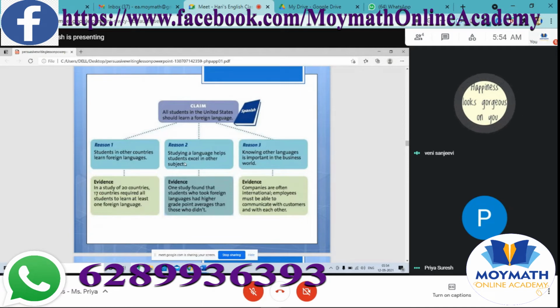Learning another language can be useful. And the evidence is: one study found... So you can write that also. One study, in the latest research, all those phrases can be used. One study found that students who took foreign languages had higher grade point averages than those who did not. You are supporting your claim.